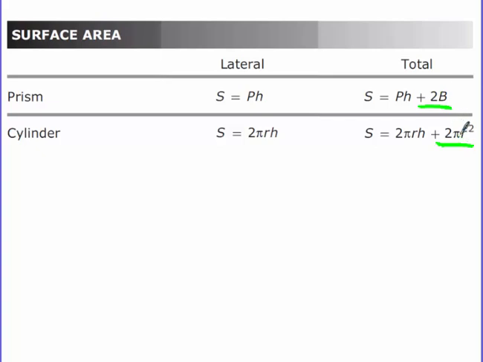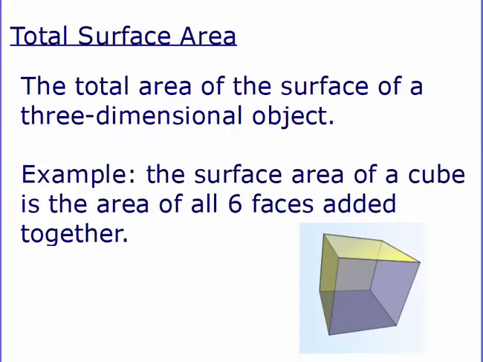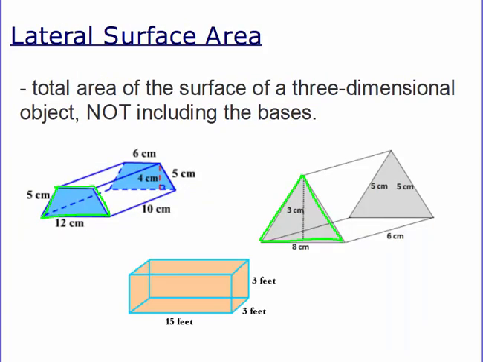Well, in lateral surface area, we take the bases out. That's the part that's missing. So it's just the lateral part, just the sides. So that's what surface area is about. Total surface area is the area of all the faces added together. Lateral surface area is the area of all the surfaces except for the bases. Now in the next few videos, I will show you how to calculate surface area of a rectangular prism, surface area of a triangular prism, and surface area of a cylinder.